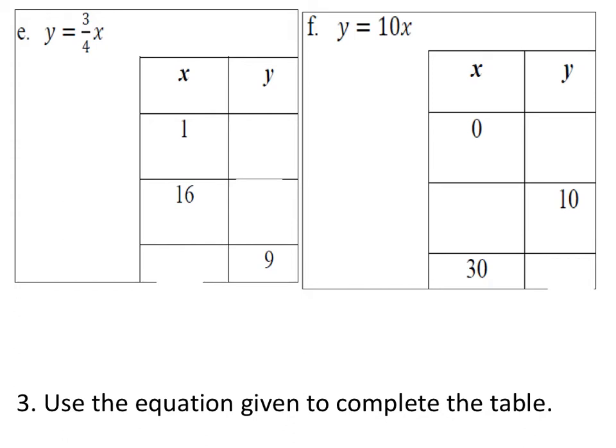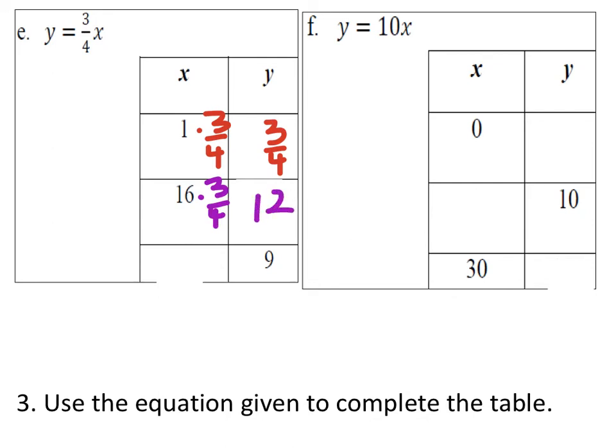What have we got on this one? y equals 3/4 x. So you're just going to take your x values, multiply by 3/4, and you're done. So 1 times 3/4, that's not a hard calculation. It's 3/4. All right, so 16 times 3/4 right there. That'll give us the answer, and that should be 12 on that.